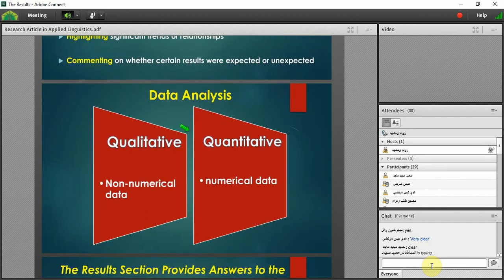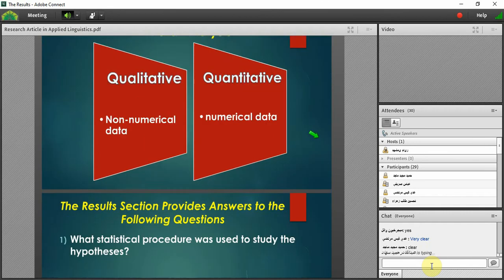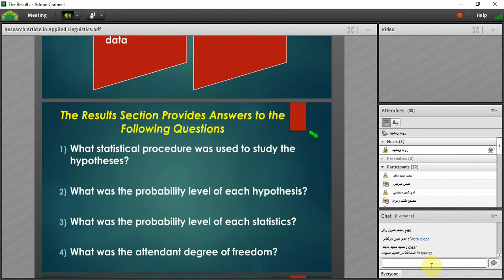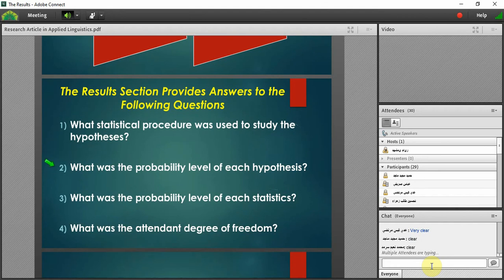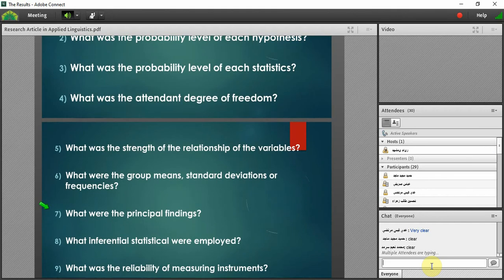We have approaches like qualitative, quantitative, and mixed method. You need to answer some questions in the results section. Yes? What statistical procedure was used in your study? Did you use t-test? Did you use ANOVA? Did you use Scheffe test? What kind of statistical procedure did you use? Okay? After that, we have some reliability measures. Okay, these are not important for you.